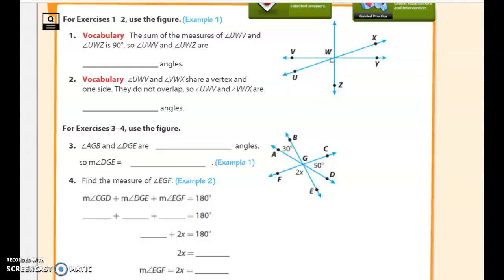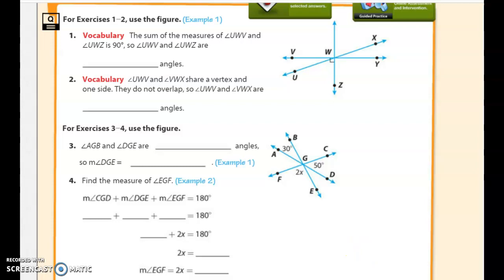So in terms of number 3 and number 4, we're going to start looking at what we know about the angle relationships and how we can figure out the missing parts based on what we know. So number 3 says angle AGB. Remember, this is angle AGB, the vertex being the middle letter, and angle DGE. So what do we notice about those angles? They are directly across from each other and they share a vertex. Okay, so what kind of angles are they? And what is the measurement of angle DGE?